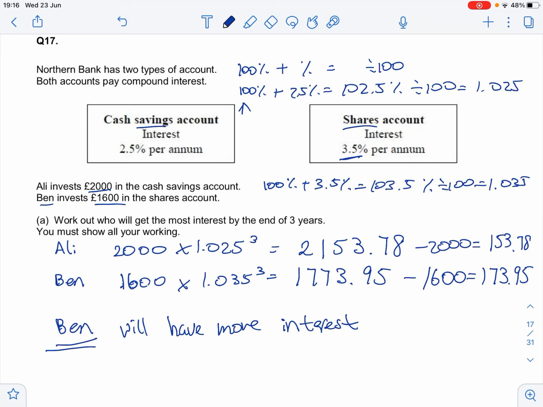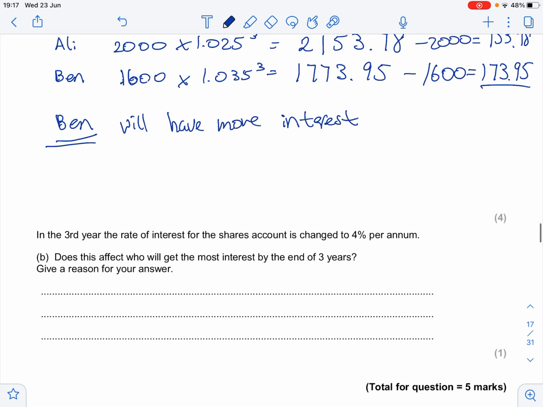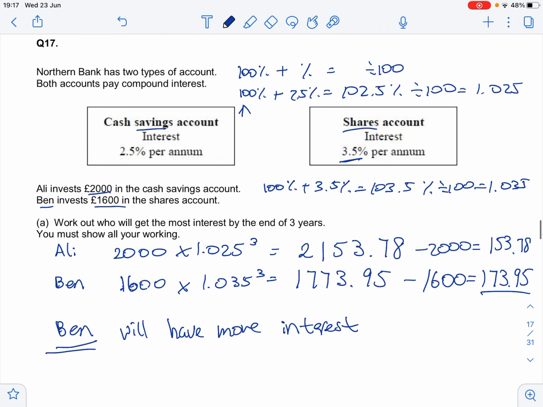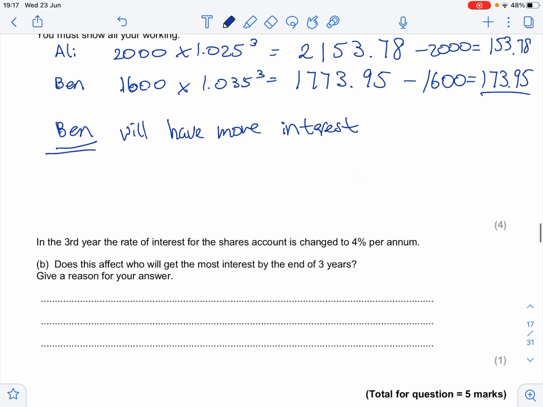So it's Ben who received more, so 173. Then part B, we're told that in the third year, the rate of interest has changed for the share account, so the share account is Ben's account, has changed to 4%. Does this affect who gets the most interest? The answer is no.